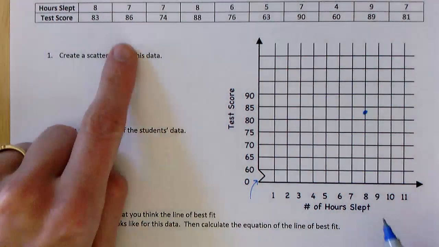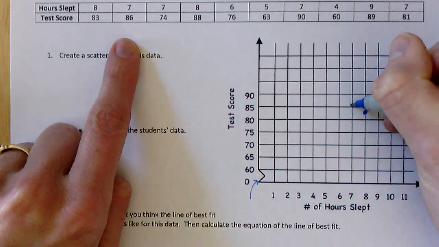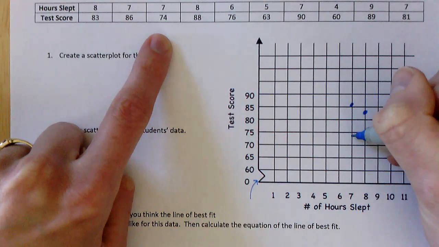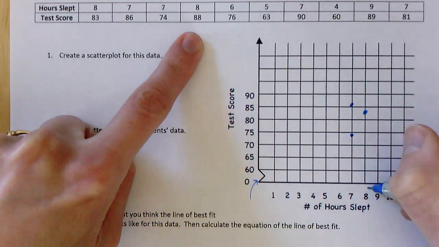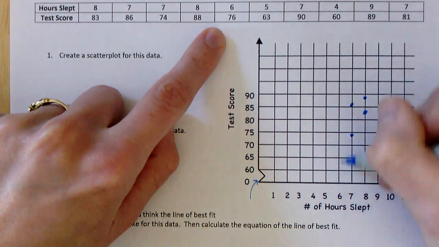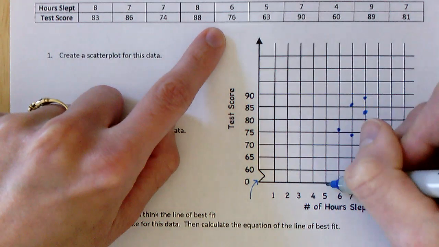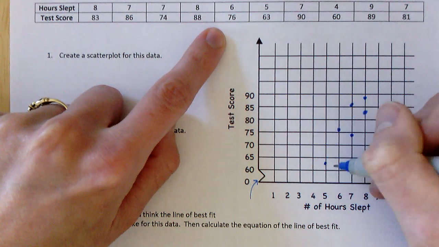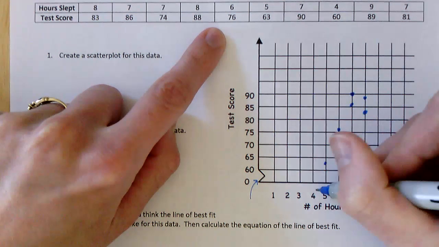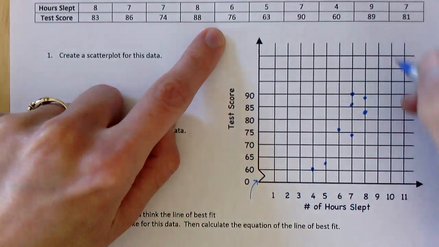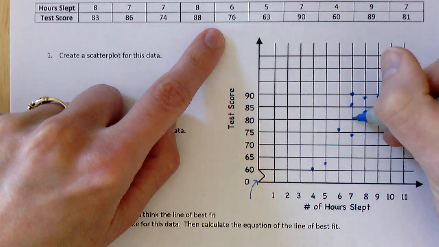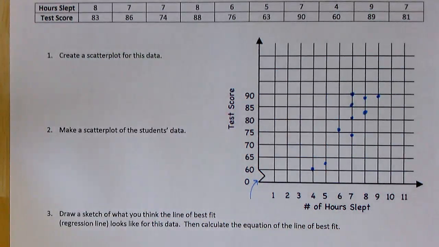Okay, so then I'm just going to go ahead and plot the rest of these. After 7 hours of sleep, somebody got an 86. After 7 hours of sleep, somebody else got a 74. So that's going to go about there. After 8 hours of sleep, somebody got an 88. I'm just putting these approximately where they go. It shouldn't be anything too groundbreaking for you. 7, 90 would be here. 4, 60 would be here. 9, 89 would be here. And then 7, 81. All right, so that is my scatter plot for these points.